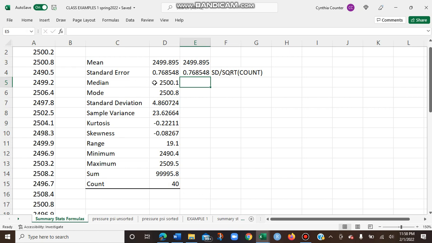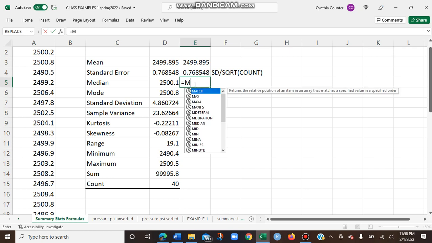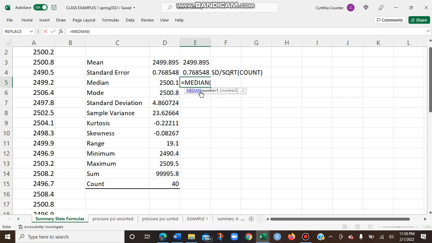The median is the physical middle of a data set. It is the value that separates the top 50% from the bottom 50%. So to find the median, you do equals MEDIAN, and there's median, double click, A2 colon A41, close the parenthesis, and there is the median.